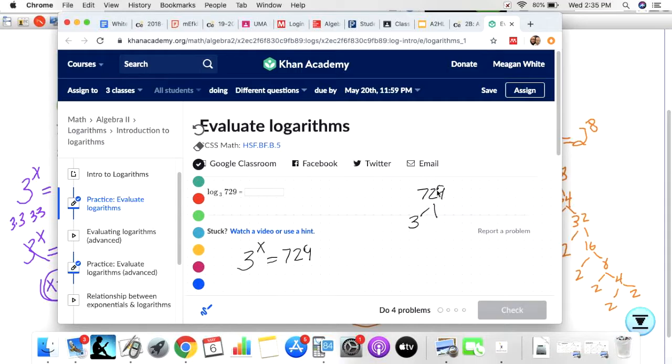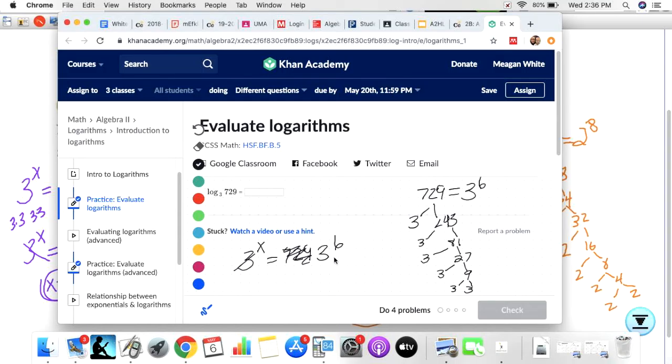I'm going to go 729 divided by 3, and I get 243. I'm going to do 243 on my calculator divided by 3, and I get 81. And right now I feel good because I know 3 goes into 81 nicely. I'm going to divide that by 3 and get 27. And that by 3, and then my last piece by 3. And then I can see that 729 is actually 3 to the 1, 2, 3, 4, 5, 6, 3 to the 6th power.